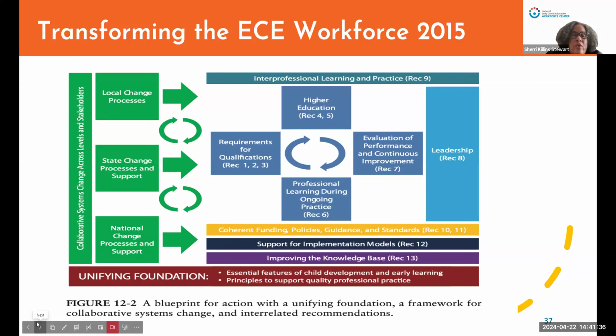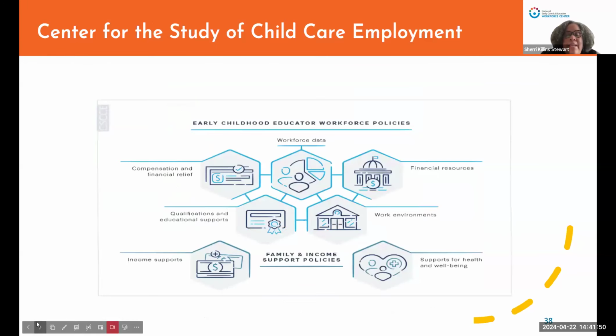As we've done this workshop, we've talked to you specifically about the sections from the Center for the Study of Child Care Employment. We've offered you sessions, next slide, on compensation and financial relief, qualifications and educational supports, income supports, workforce data, knowing who your workforce is and where they are and what their levels of education are, financial resources, one example BB just gave you, and then work environments. And all of this is in the context of having income supports and supporting health and well-being.